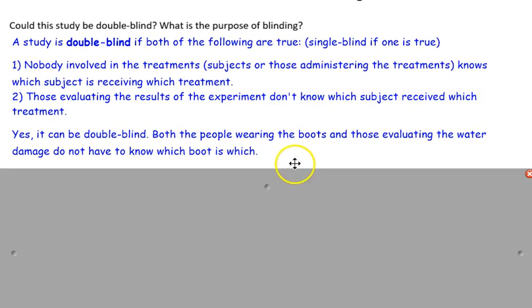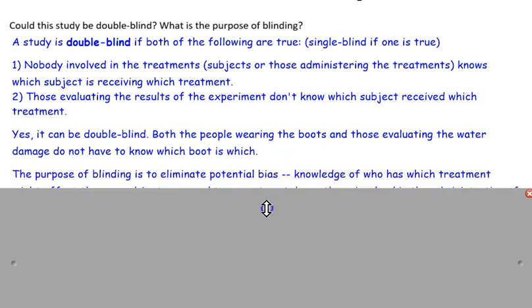They pack the boots in the boxes accordingly and label them with the person's name, and the people handing out the boxes and the people getting the boxes don't know which boot is which. They just know that this box goes to this person. And then the evaluators get the boxes of boots after the people have worn them, and they do their water damage assessment, and they write down the results, and then the boxes go back to the researcher who knows which one is which, and then he can analyze the results. So there's a person in the background who knows which is which, but nobody else involved in the experiment needs to know.